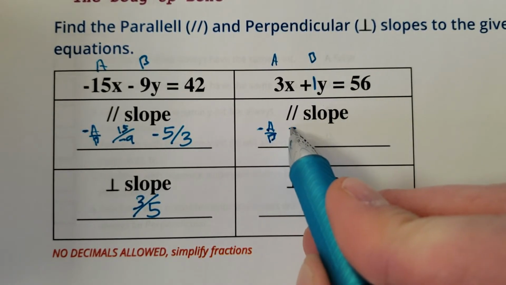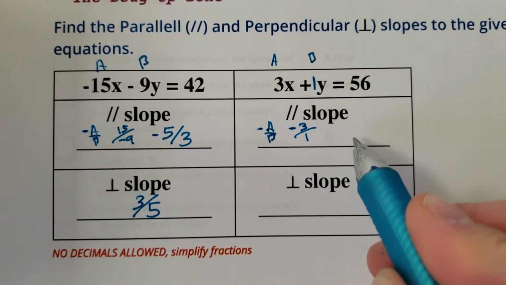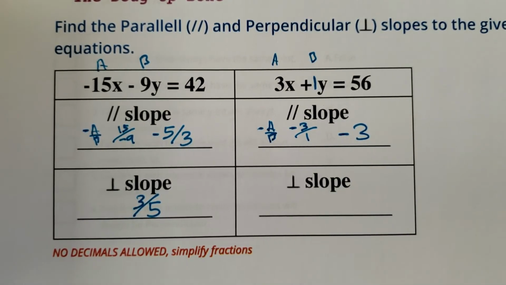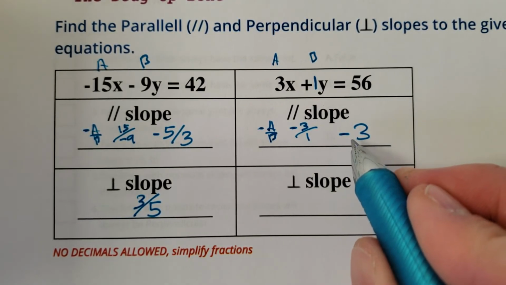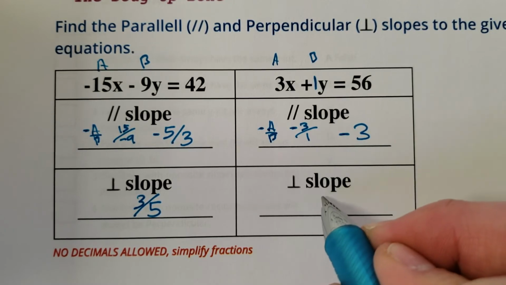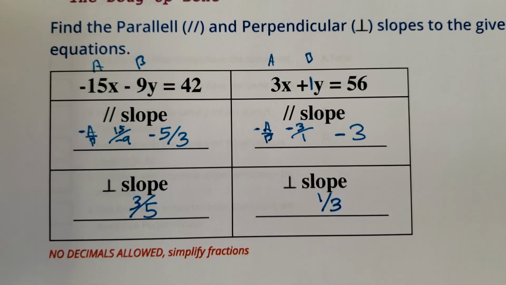Negative A is going to be a negative 3 over a 1, so just a negative 3. And then the perpendicular slope to negative 3, if you're negative, you got to be positive, and you also got to be flipped, so 1/3. There we go. Got it.